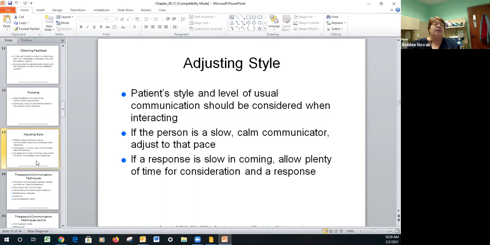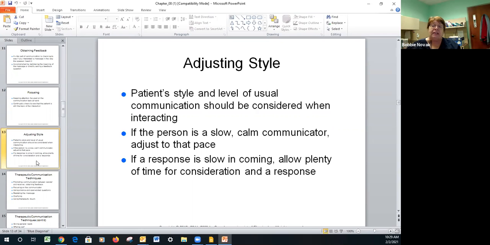And we need to adjust our style to the patient's style. So if a patient is a slow, calm communicator, they have many pauses so that they can gather their thoughts. We need to be respectful of that and just wait for them to get their message out to you, okay?